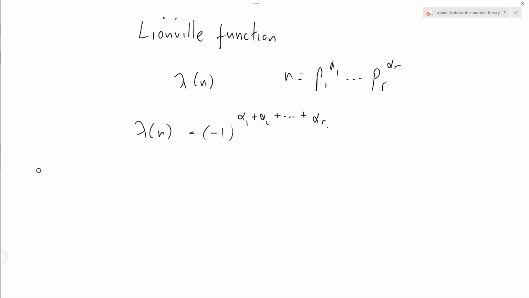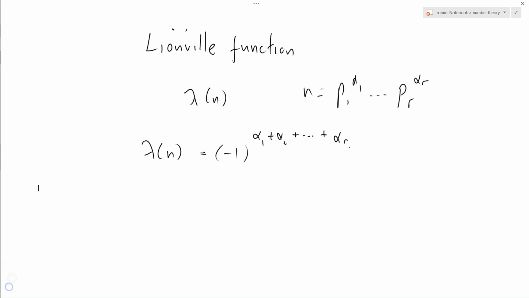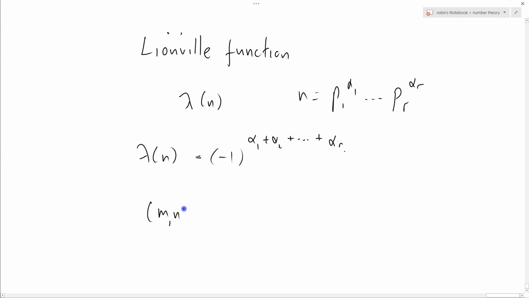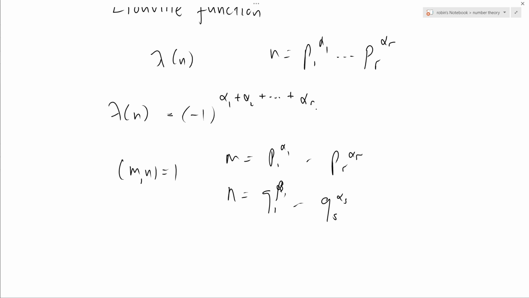And this is pretty obviously multiplicative, because if m equals p1 to the alpha 1 through pr to the alpha r, and n equals q1 to the beta 1 through qs to the beta s, then you can quite easily see that lambda of mn equals lambda of m times lambda of n, just by the properties of powers, really. So that's a nice little function. That's multiplicative. Comes in handy.